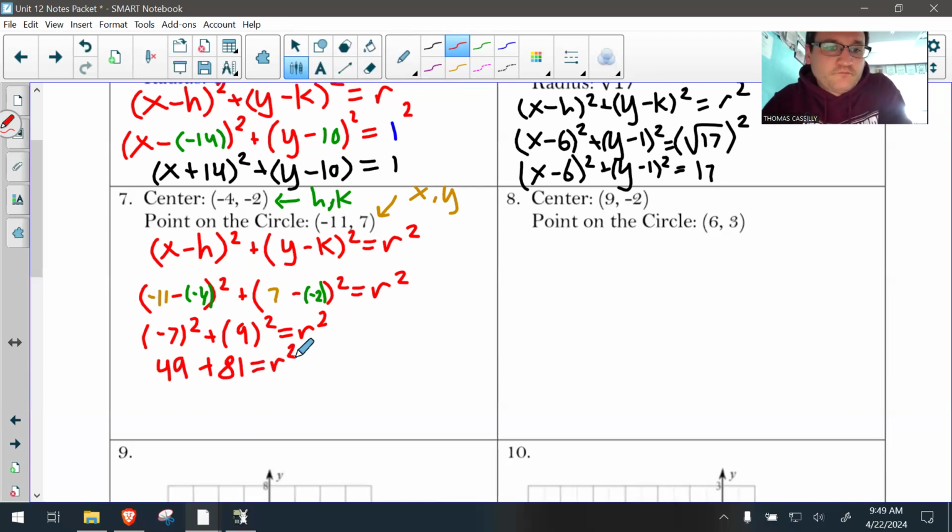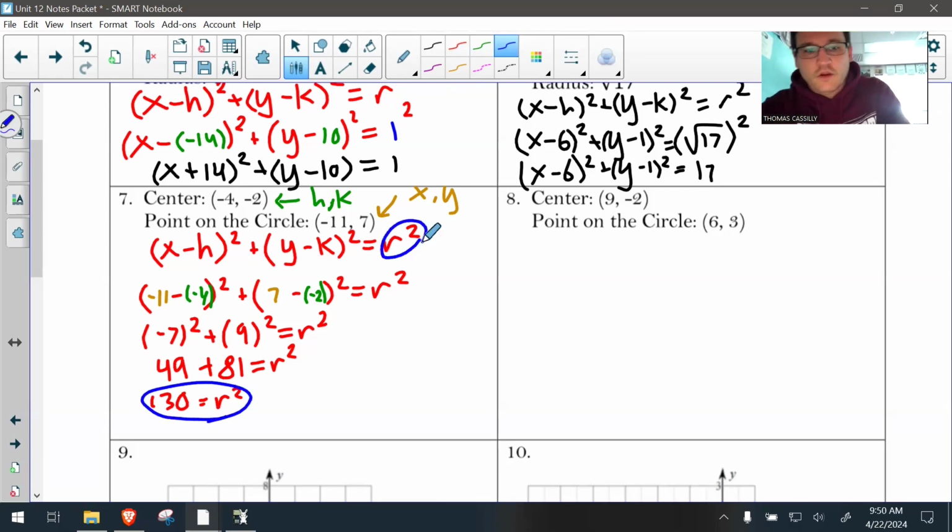It's going to be r squared. So 49 plus 81 is the radius squared. 80 plus 50 gives us 130. So r squared equals 130, and that's what we want. We can plug this now into our equation. So the radius is the square root of 130. I don't know what that is, but r squared is 130.